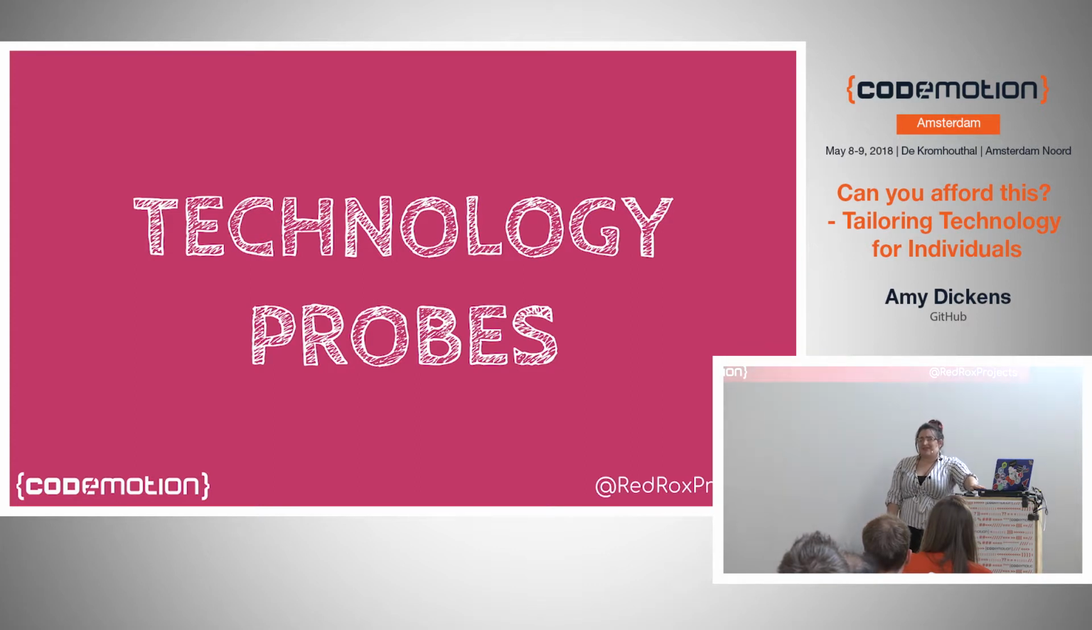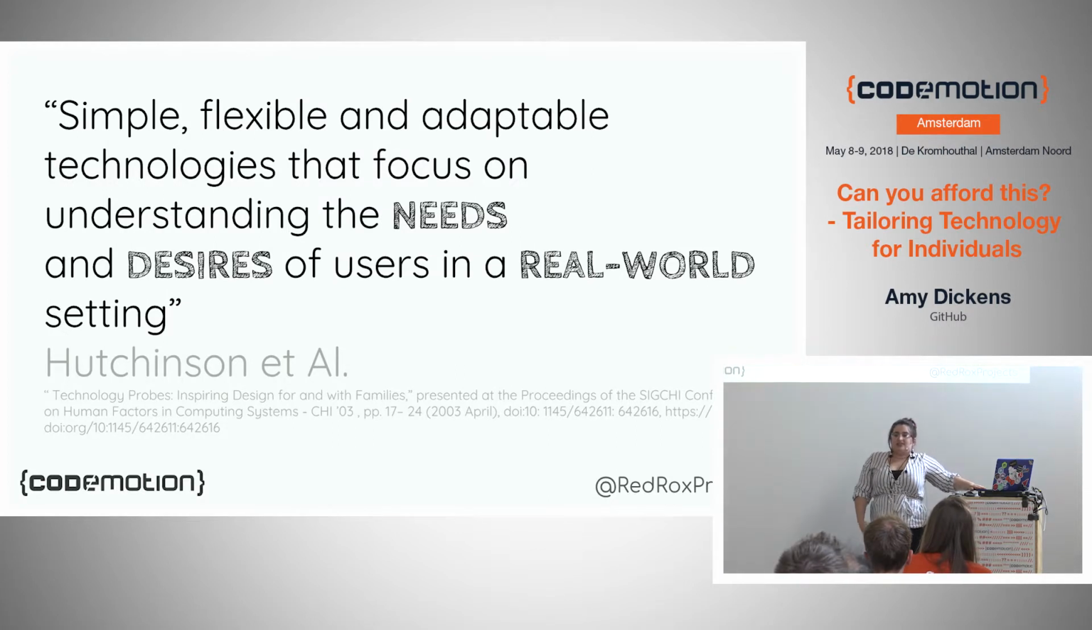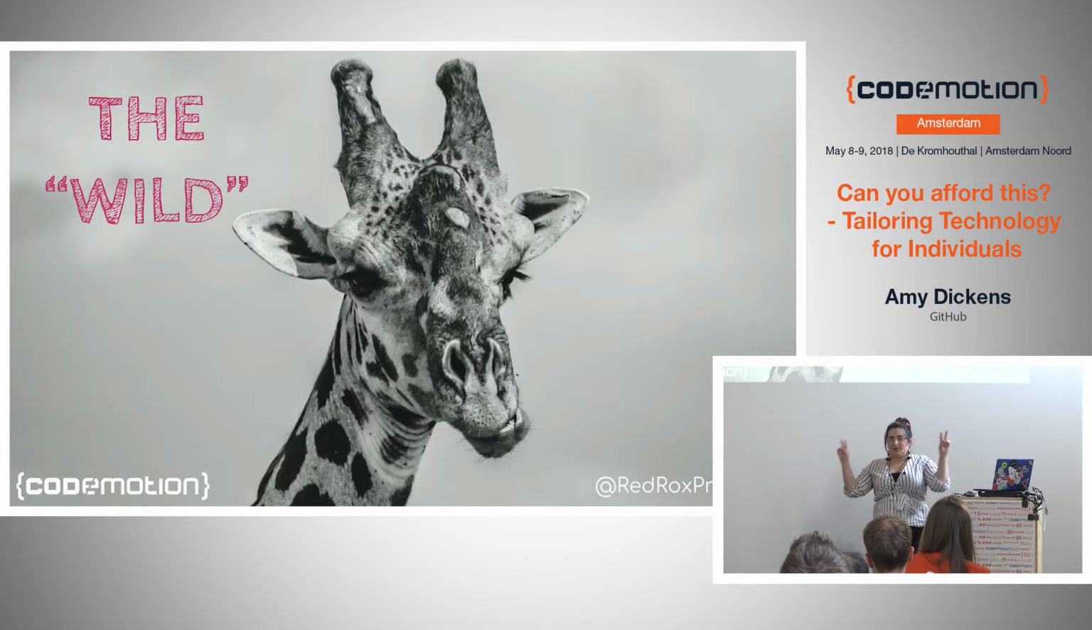You can also use things like technology probes. This is something that I regularly do in my research. And these are simple pieces of technology that can focus on a particular need or a particular group or a particular product and put them in front of users in a real-world setting. So we talk about the wild a lot, and this isn't what we mean by that, obviously. We mean placing things in front of people in the public sphere.